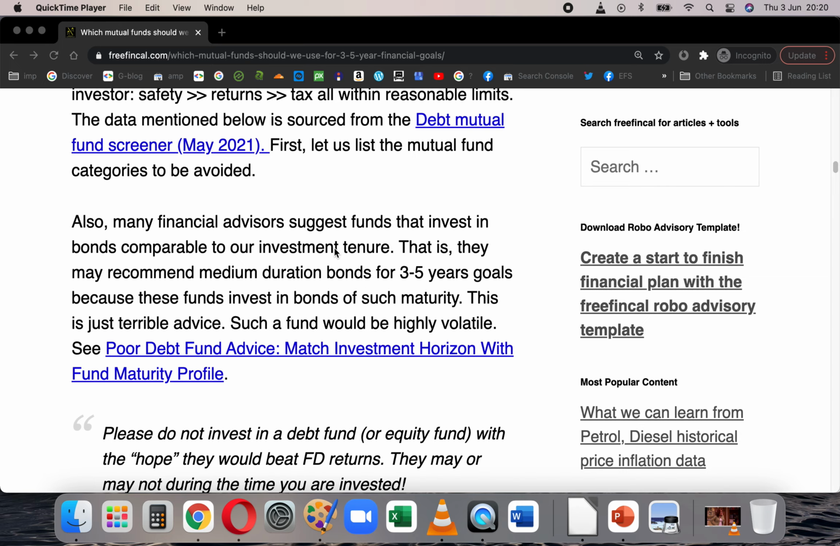Before we begin, many financial advisors make this mistake of saying, if you have a 3-year goal, buy a mutual fund whose average portfolio maturity tenure is 3 years. If you have a 5-year goal, make the average maturity 5 years. This is absolute garbage advice. I have talked about this before. It's usually extremely volatile and extremely risky to do that. If your investment tenure is 3 years, then the average portfolio maturity period of your debt fund should be much less than 3 years, 1 year or 0.5 years, something like that. At least not more than 1 year. That's the kind of thumb rule you should have. It should be much less than the investment tenure.